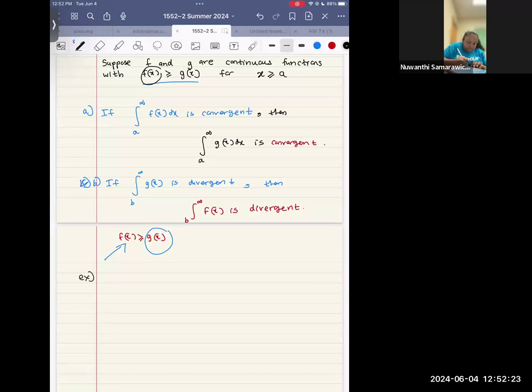Example: the integral from 1 to infinity of x plus 1 over the square root of x cubed minus 2x plus 2. Okay, now you see it's a very complicated question.